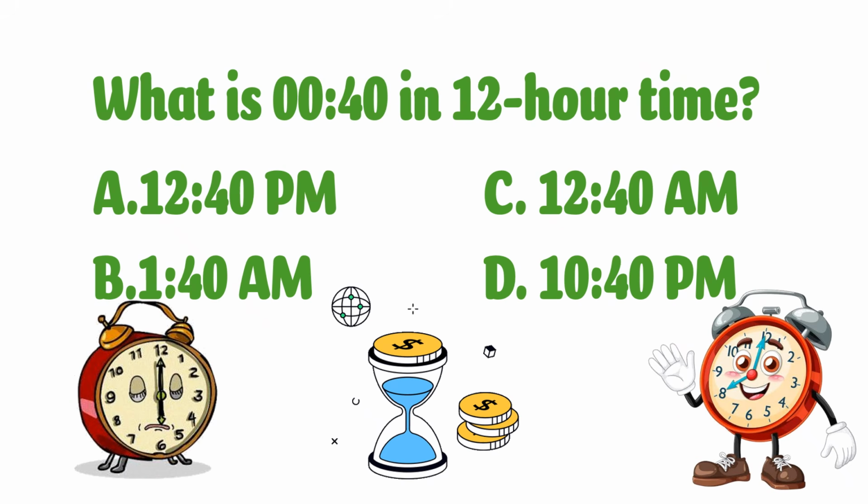Okay, kids, next item. What is 0040 in 12-hour time? A. 12:40 p.m. B. 1:40 a.m. C. 12:40 a.m. D. 10:40 p.m. Choose only the letter of the correct answer and write it on your paper.